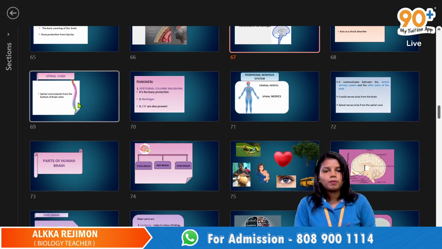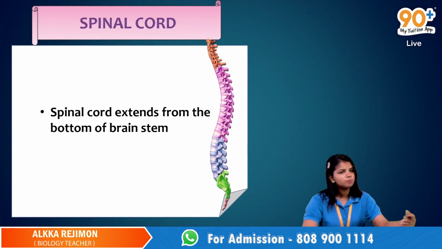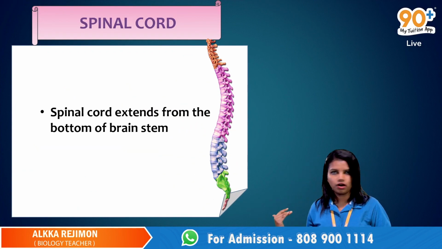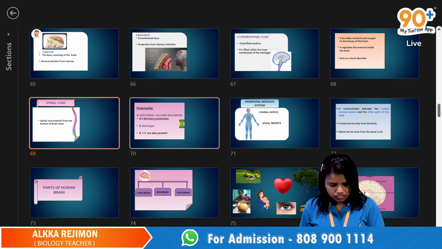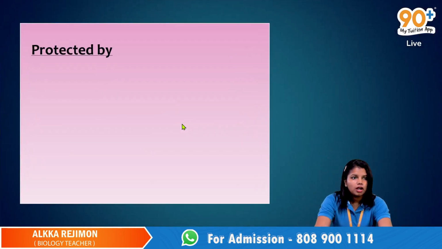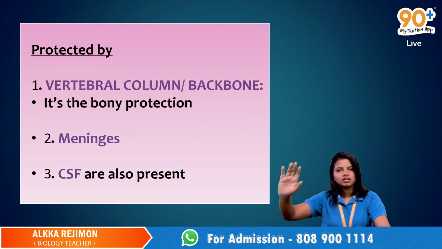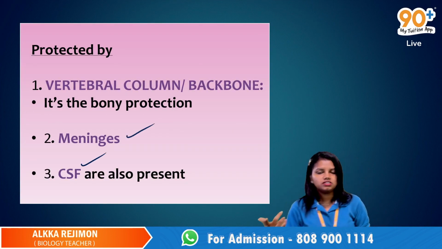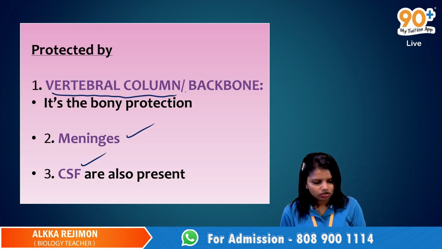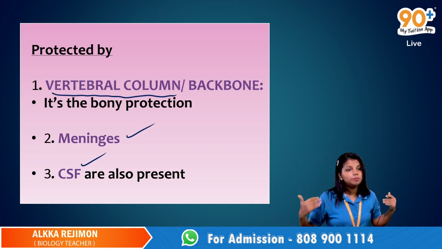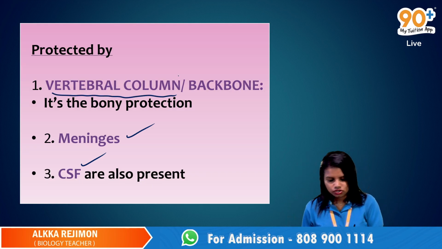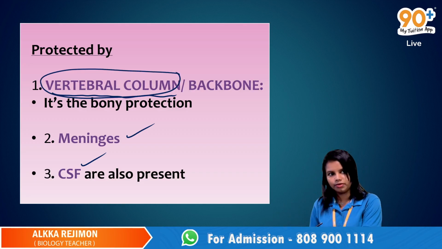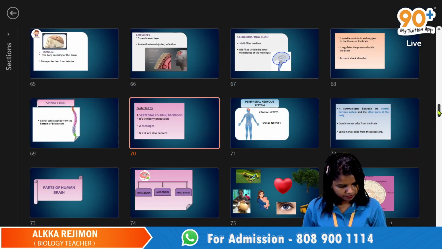And in the case of the spinal cord, it extends from the bottom portion of our brain stem, right? This is also an important part of the nervous system, and it is also protected. It is protected by the meninges and CSF, just like the brain. Other than that, there is an extra structure called the vertebral column, or what we call the backbone. It is a bony protection. So the vertebral column for the spinal cord is similar to the cranium for the brain. So that's about it.